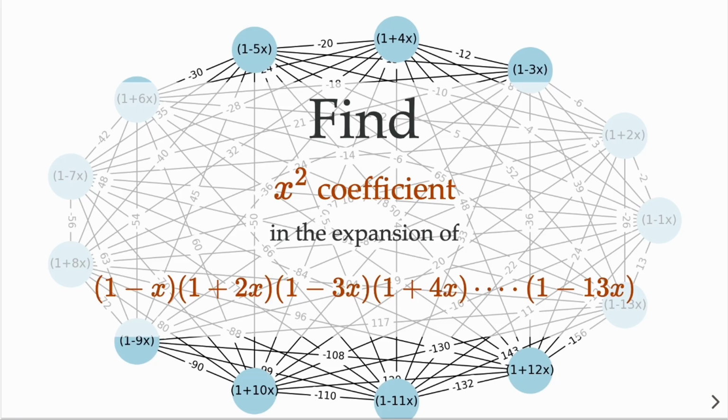Today we're going to look at an algebra problem with polynomials. Here we try to find the coefficient of the x squared term when you expand the product of these certain terms. How would you solve this?